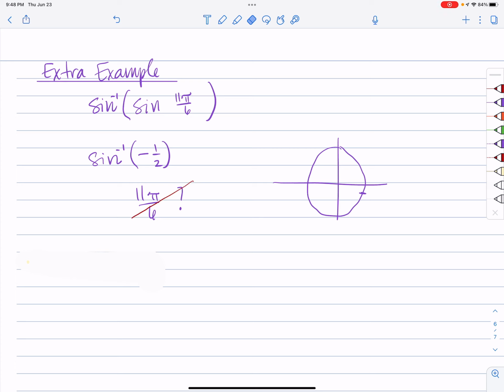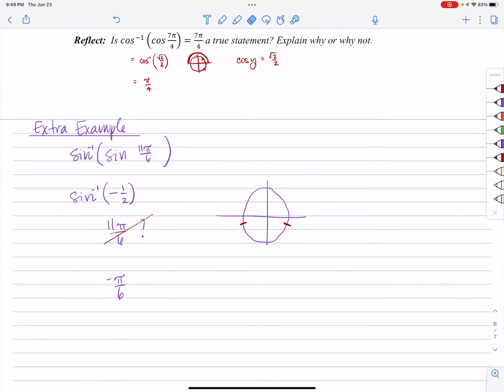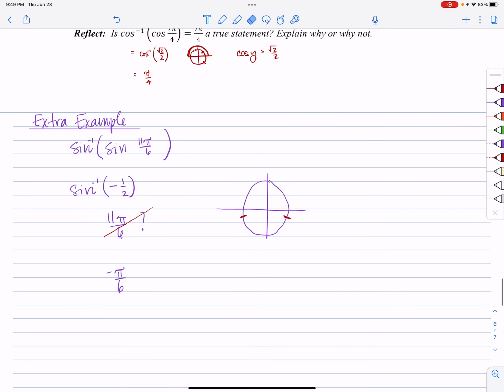So when you think about this, where does sine equal -1/2? Well, yeah, it does equal it at 11 pi over 6 or at 7 pi over 6. However, remember, on that right side of the circle, I can't use values like 11 pi over 6. I have to use the negative value here. So we're going to use -pi over 6. All right, that wraps up section 7.5.